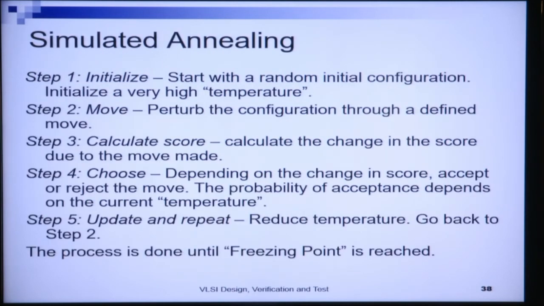So now we look at the steps of the simulated annealing. We start with a random initial configuration. Fine. Initialize it to a very high temperature. That means I have taken the solution that I have obtained from my heuristic graph coloring algorithm for registers and function units and use that to obtain a random merging.